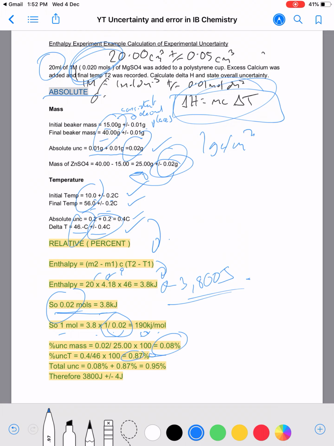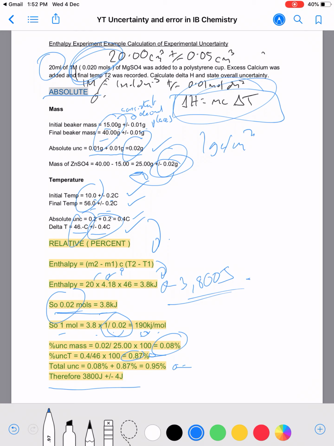T is the massive one. It's in 0.9, and it's almost going to be 1%. And when we do it together, it's around about 1% error. So take 1% of your 3,800, which is about 4 joules. The answer is 3,800 joules plus or minus 4 joules.